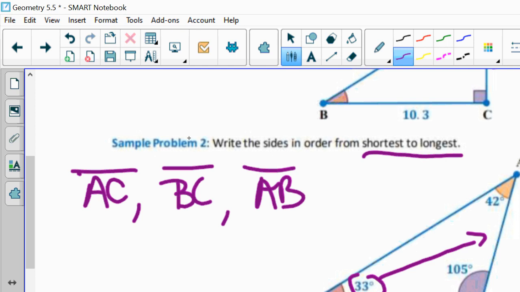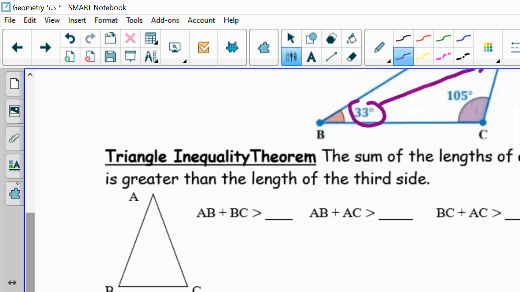So now we're going to look at another theorem we have, the triangle inequality theorem. This says the sum of the lengths of any two sides of a triangle is greater than the length of the third side. So if I have triangle ABC, I could take side AB and add to it side BC, and that would be greater than side AC. Or I could take side AB and AC, and that would have to be greater than BC. Or I could take side BC and add to it AC, and that would have to be greater than AB. Okay? So the sum of the lengths of any two sides of a triangle is greater than the length of the third side.